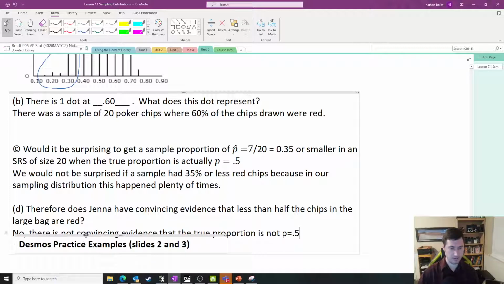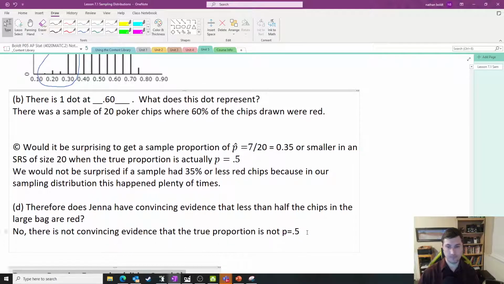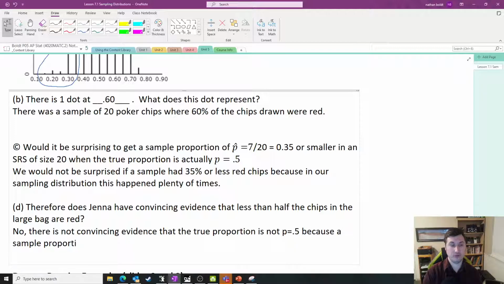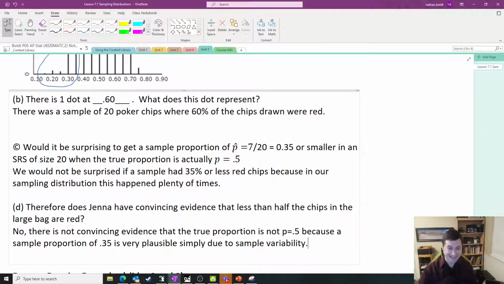Because a sample proportion of 0.35 is very plausible simply due to sample variability. Sample variability is sort of the reason why. It could definitely happen that you get something that low. See, we had some way down here, down to 0.2. That could definitely happen when we know the true proportion is 0.5.